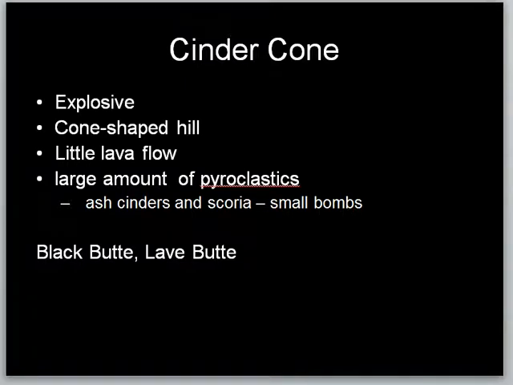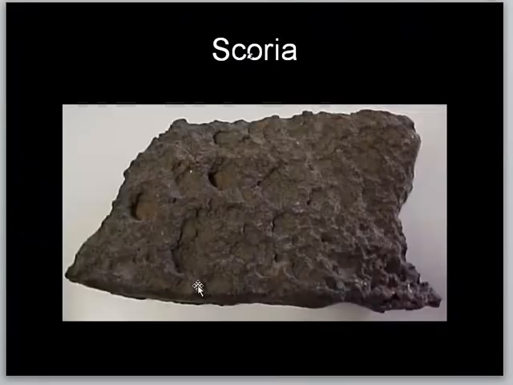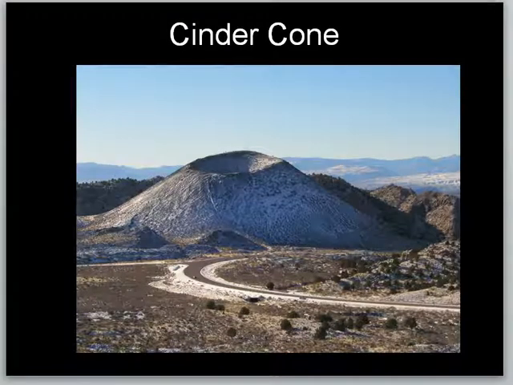Pyrotechnics is fireworks. And so these are rocks that are in the air and they're hot. So hot ash, hot scoria, little bits of lava with lots of holes in it, and small lava bombs. And in Oregon, we see those in Black Butte or Lava Butte. Here's an example of scoria. It's just a lot of gas bubbles, a lot of holes in that lava when it's thrown up into the air. Here's an example of a cinder cone.